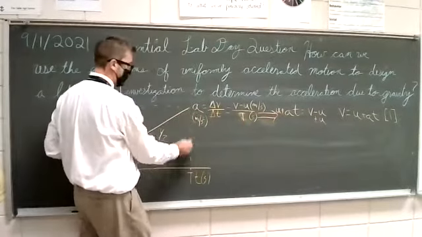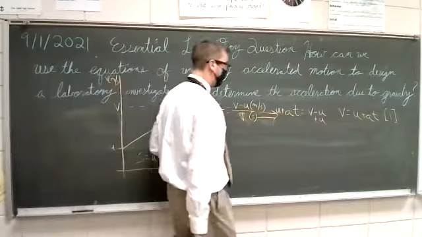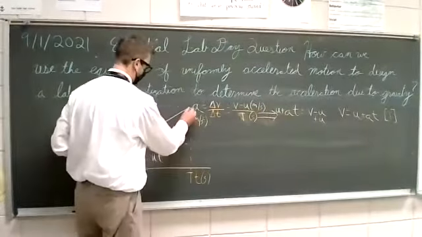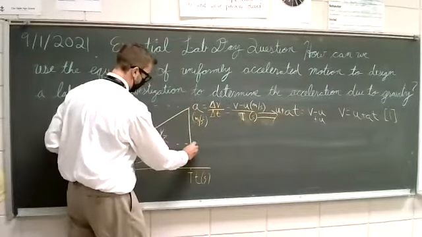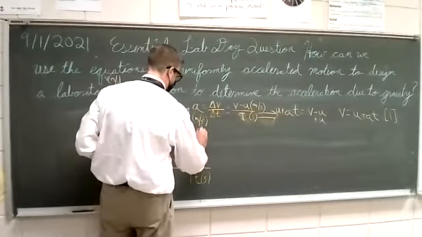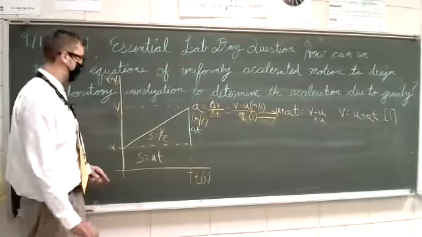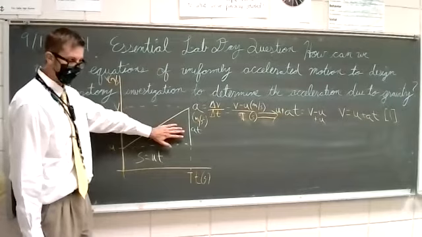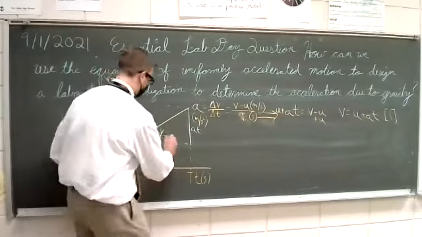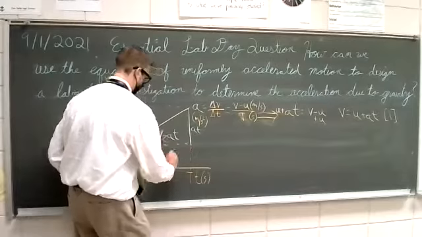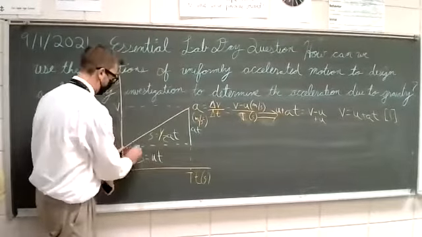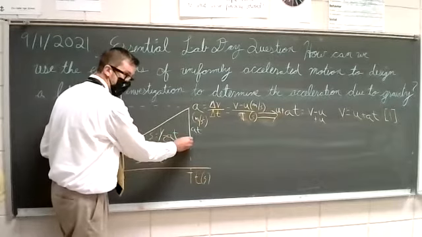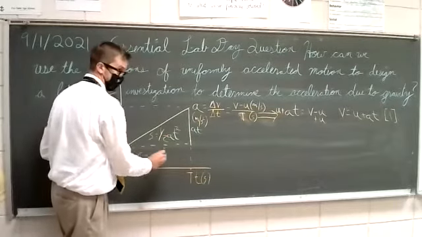So this base right here, I will put in blue chalk, is equal to AT. So if I'm writing an equation for the displacement represented by this triangular part of the graph, 1/2 base times the height, right? The height of this is still t. 1/2 AT times t, so that's 1/2 AT squared.